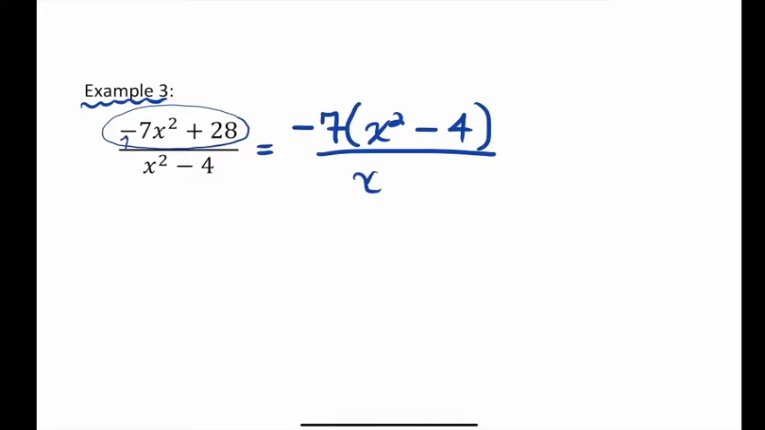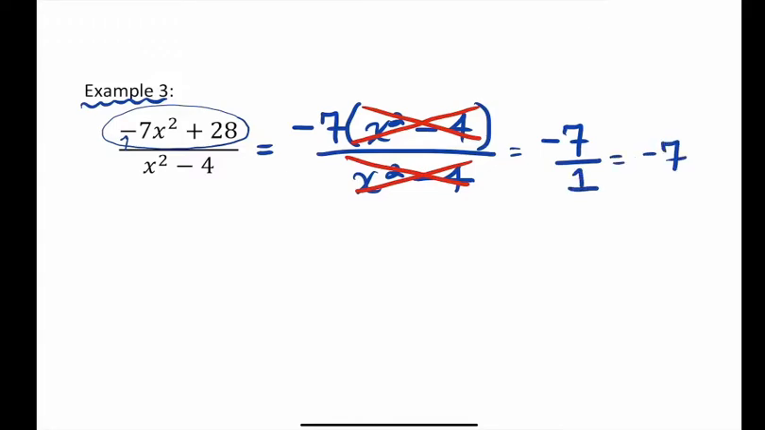And then look on the bottom here. We've got x squared minus 4. Now, this is a difference of two squares, and we could factor it, but we can factor it as is right now. This x squared minus 4 is exactly the same as this x squared minus 4, so those cancel each other out. So what we're left with is a lone negative 7. It's really negative 7 over 1, which is really just negative 7, right? Just write that as your solution.